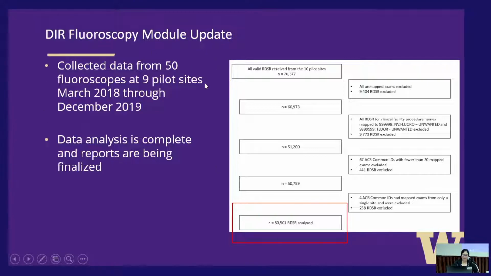So what they did is they collected data from 50 different types of fluoroscope machines at 9 pilot sites. We were one of the pilot sites, University of Washington, for 2 years, and they just completed the data analysis, and reports are now basically being finalized. This information might be slightly old, what I'm presenting, but it still gives you an idea that they have done a lot of work, and they have analyzed more than 50,000 DICOM structured dose report records for interventional fluoroscopy systems.